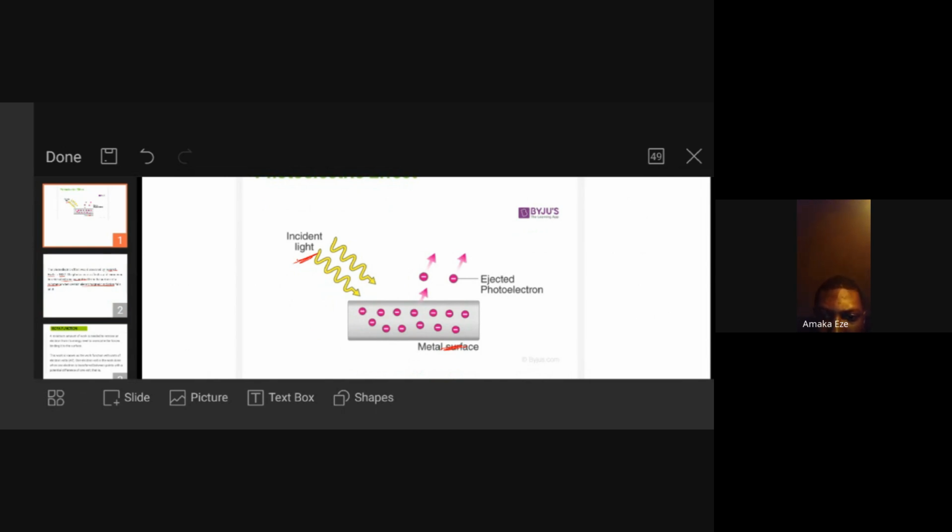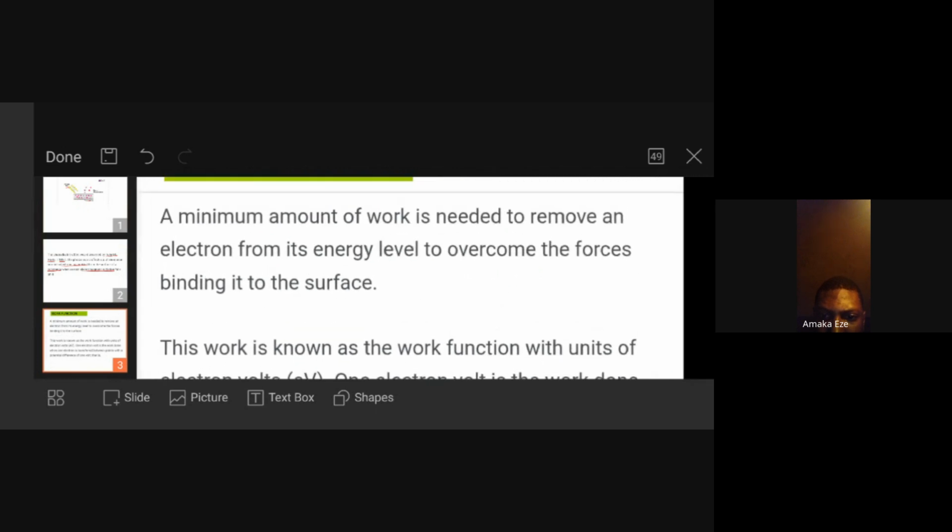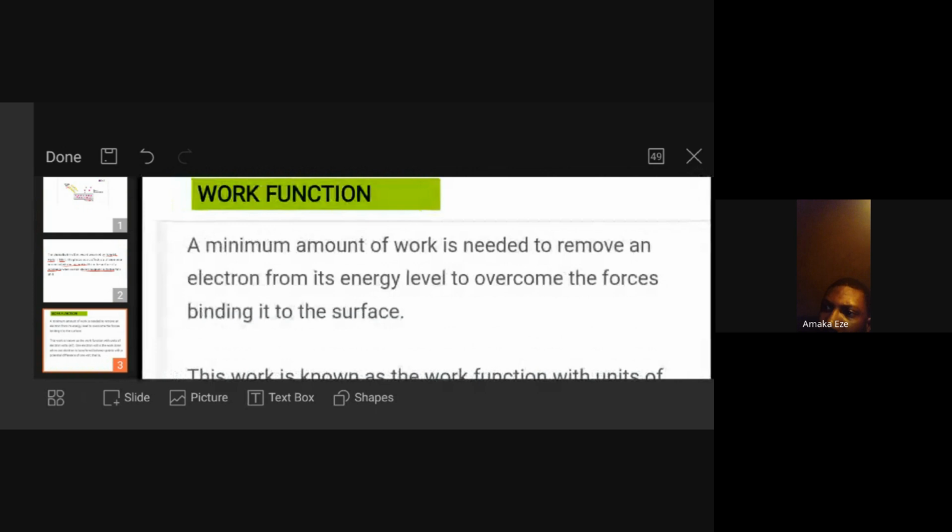All right. So the next thing I want us to talk about is the work function. Having understood the concept of photoelectric effect, we need to understand what the work function is. Now, basically, if I ask you to define work, who can help me? Who can define work? Primarily, from your elementary physics. What is work? Or when do we say work is done in physics?